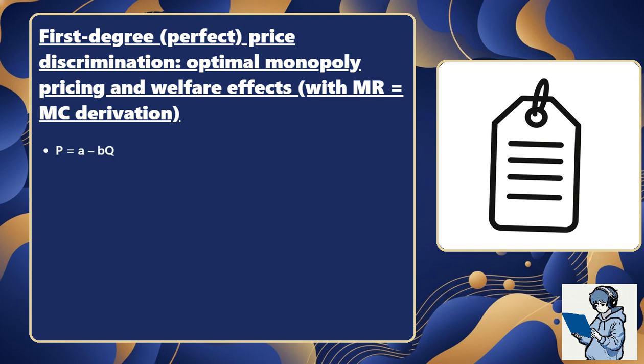P equals a minus BQ. MR equals a minus 2BQ. Q star equals (a minus MC) divided by (2B). P(Q) equals a minus BQ.